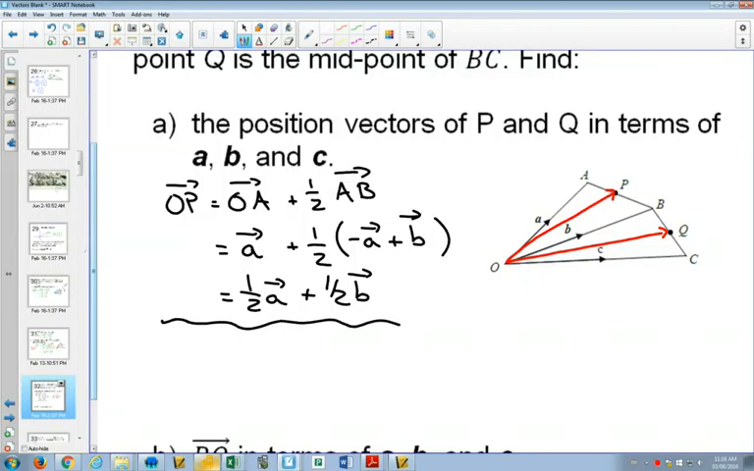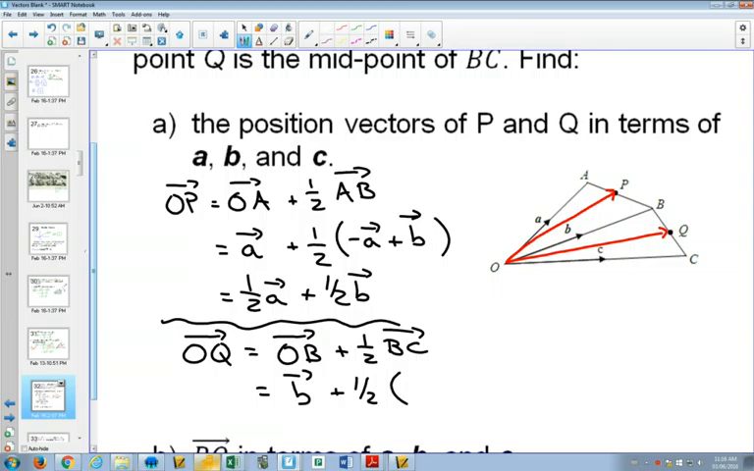Now for position vector OQ, it's going to be the same idea. We can get from O to Q by going from O to B and then going halfway from B to C. O to B is position vector B. To go from B to C, you would have to go back to the origin and then along C. So we'll get half B plus half C.